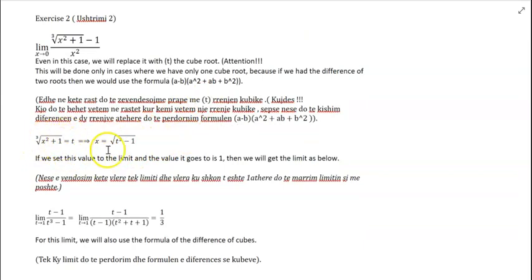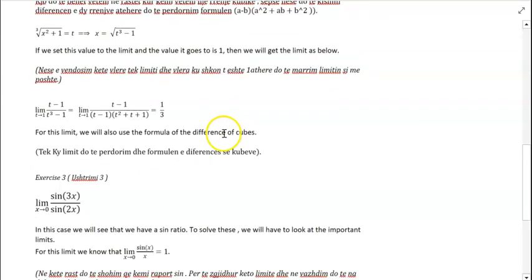the cube root of x squared plus 1 is equal to t, and x is equal to the square root of t to the third power minus 1. If you set this value in the limit, and the value it goes to is 1, then we'll get the limit as below. Limit when t goes to 1 of t minus 1 over t to the third power minus 1.